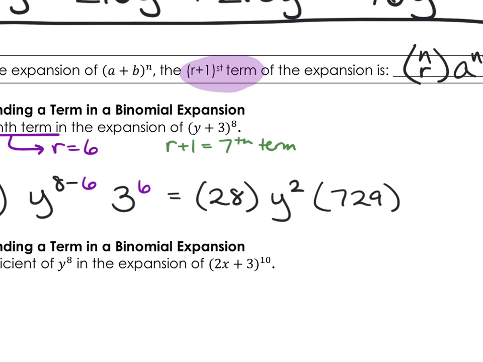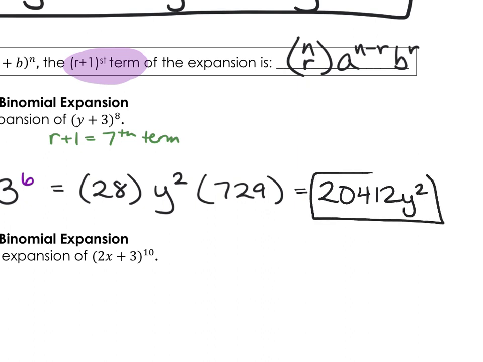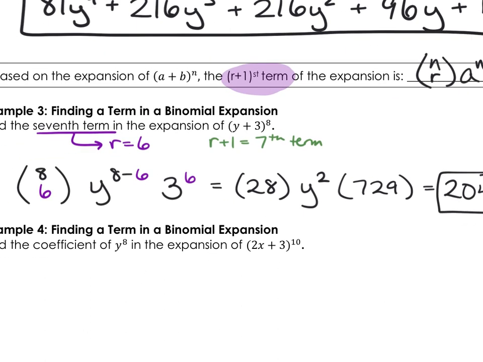So again, to find that term, I just multiply the coefficients together. 28 times 729 is 20,412 y squared. So in the expansion of y plus 3 to the 8th, if I plucked out the 7th term, the 7th piece of the puzzle, that's what it would say. So again, I chose r based on it being 1 less than the term you're looking for.